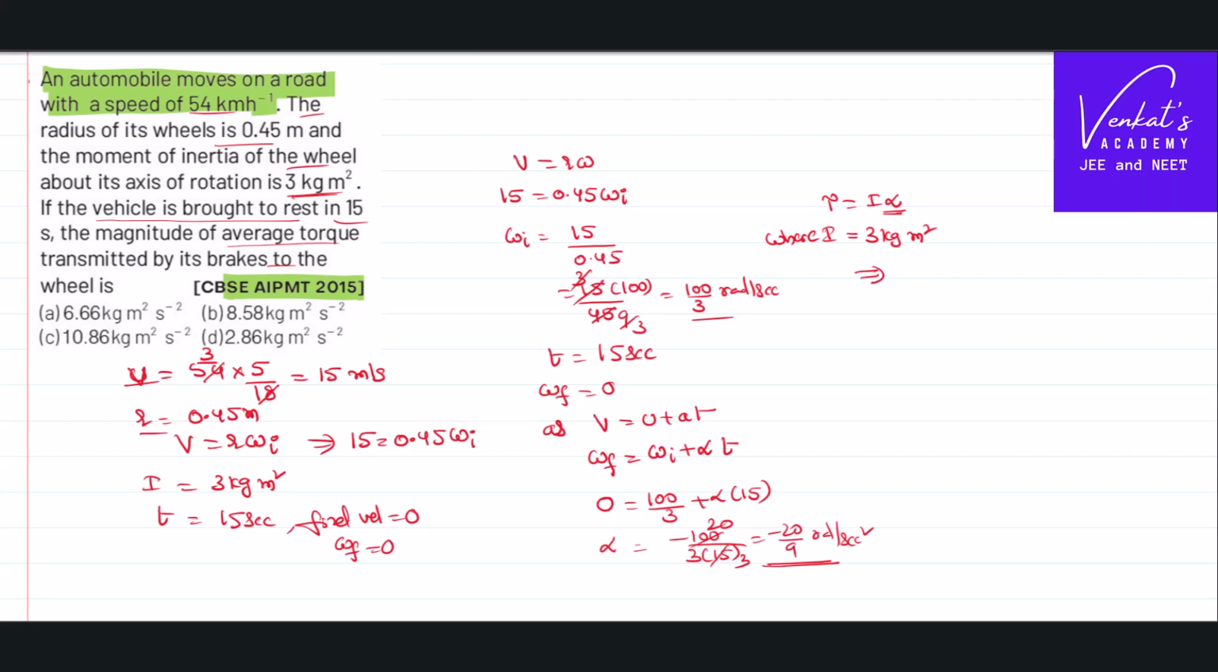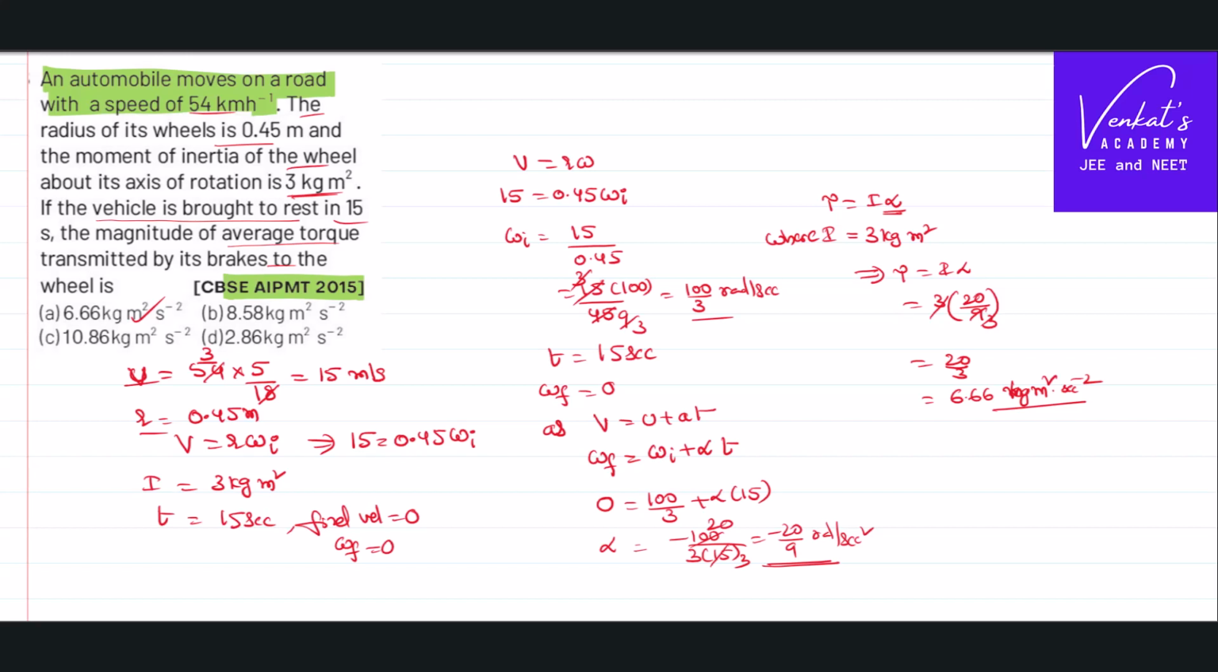Once you got alpha, I can use a formula. As I said, tau equal to I alpha. I is 3, alpha is 20 by 9 in magnitude. So that is 20 by 3, which is 6.66. Torque is I alpha. Moment of inertia unit is kilogram meter square, M R square, and the unit is second power minus 2 when you simplify that. So you got this answer.